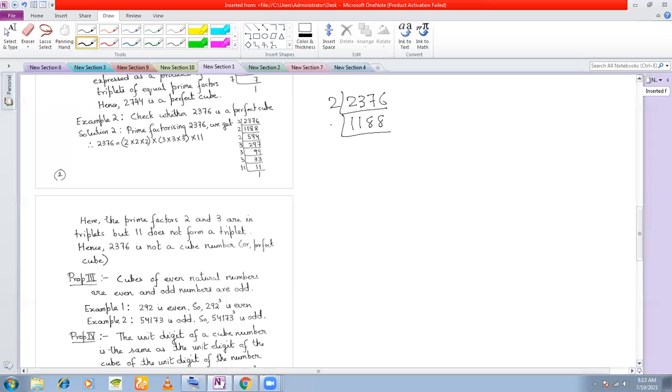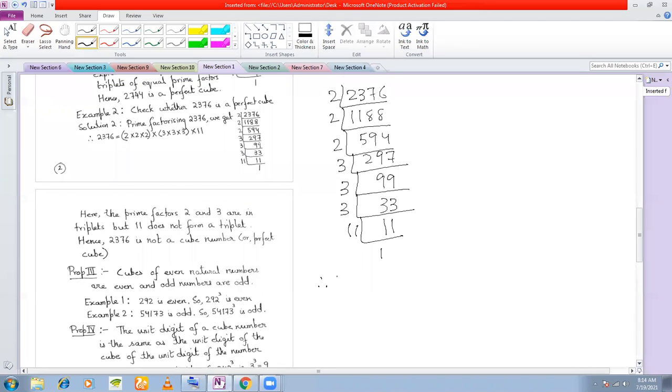You can prime factorize it: divide by 2, again by 2, again by 2. Next, it does not go with 2, so try with 3. It will go with 3, and again with 3. Although it looks like I should divide by 11, not 11 initially; we'll divide by 3 only. We will always choose the smallest prime to divide.